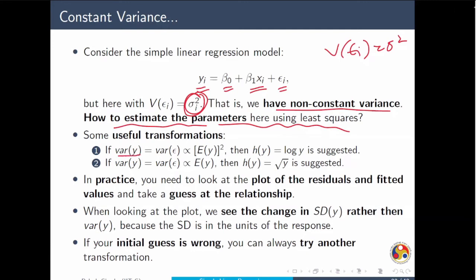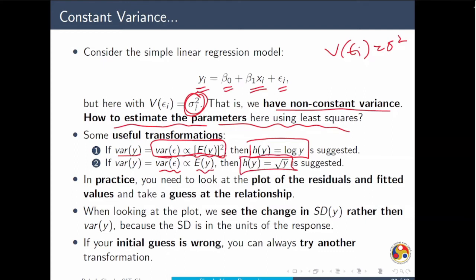But here, if you observe that the variance of y, equal to the variance of epsilon, is proportional to the expected value of y square, then you can consider the log y transformation. Similarly, if you see that the variance of the error is proportional to the expected value of y, then you can think of the square root transformation.